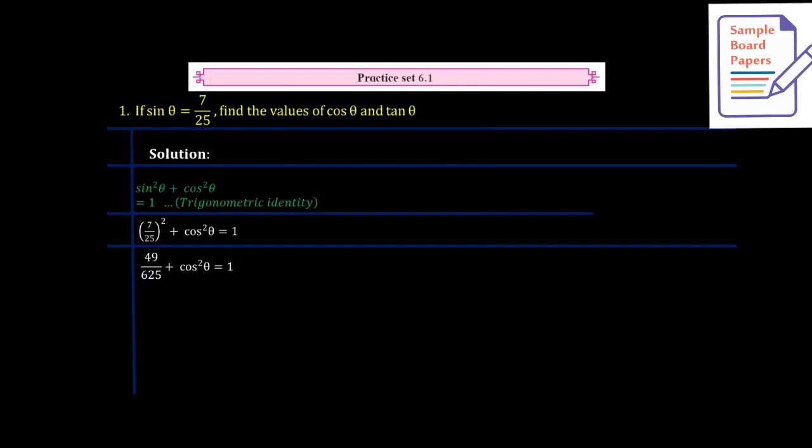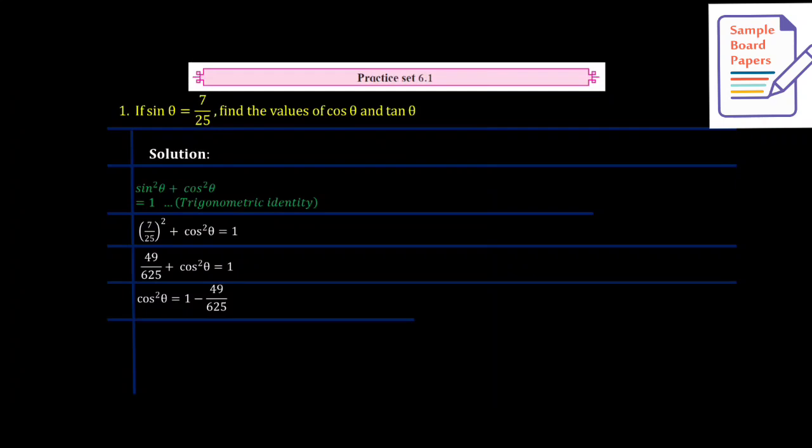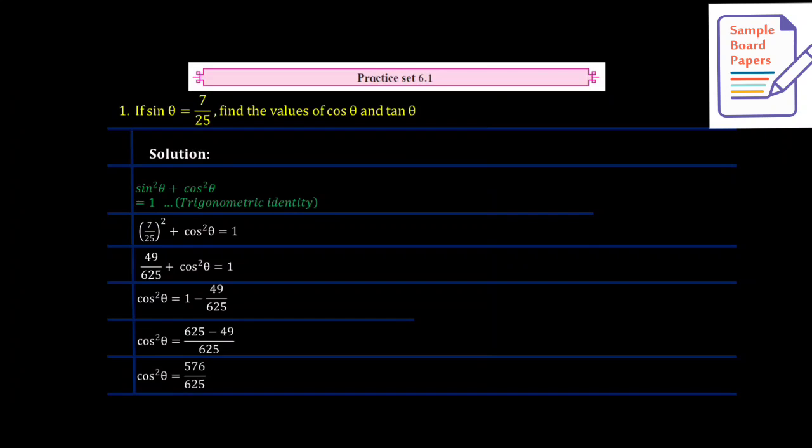Now next step, cos square theta we will keep on the left hand side, and the remaining part we will send to the right hand side. So cos square theta is 1 minus 49/625. Now you can take the LCM or cross multiply. So in the denominator 625 will come, and in the numerator 625 minus 49. So subtract it. 625 minus 49 is 576/625. Now we have to take the square root.